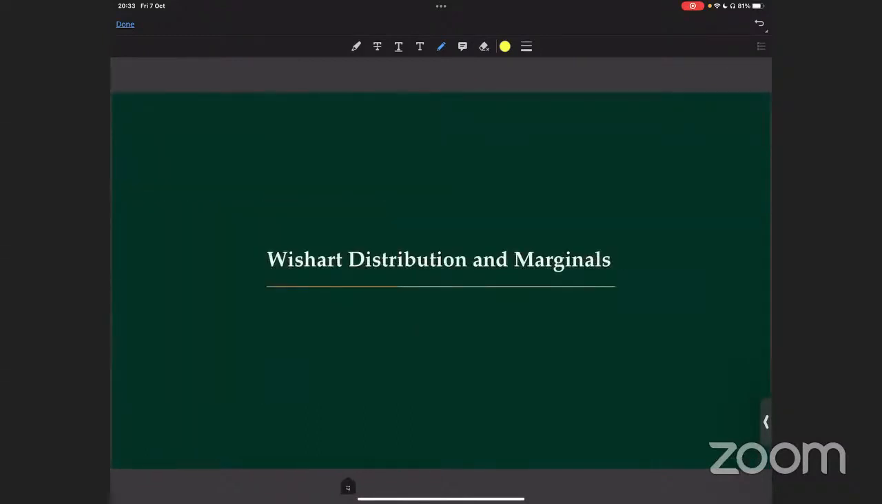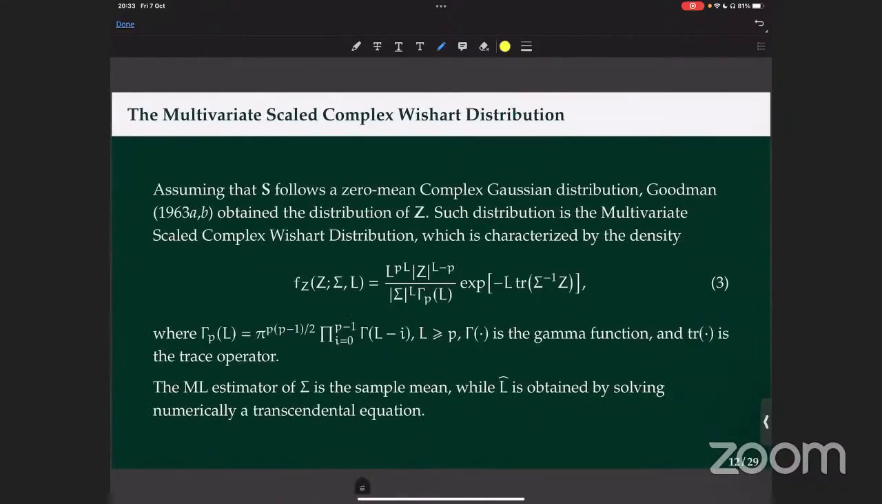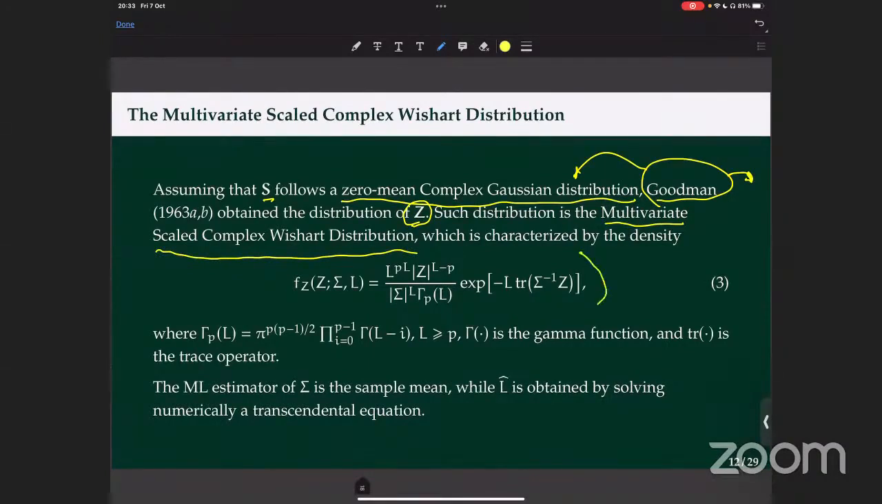Okay, the Wishart distribution. Behold. Assuming that S follows a zero mean complex Gaussian distribution, Goodman, the same Goodman who proved this, proved the following. The distribution of Z is called the multivariate scaled complex Wishart distribution. Remember that Z is the average. And this distribution is characterized by this deceivingly simple density.